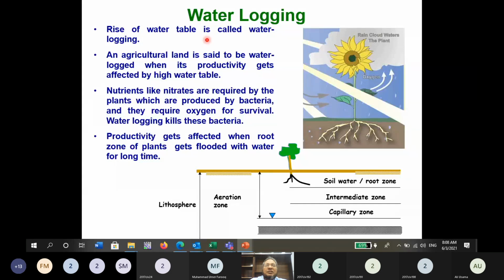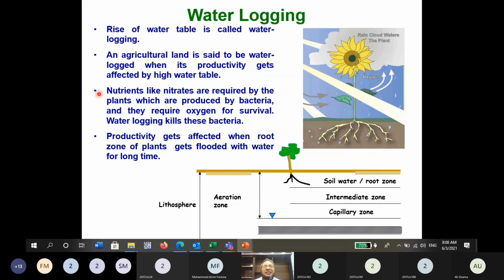Waterlogging means rise of water table. How much rise of water table? As far as the agricultural lands are concerned, those are called waterlogged when the productivity of the agricultural crops gets affected by the high water table.